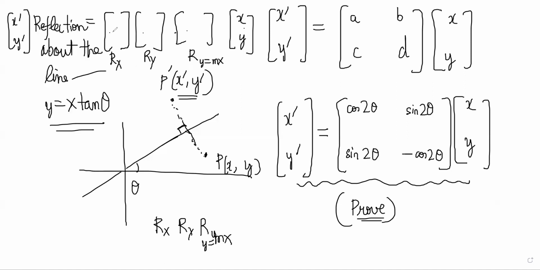If you find the product of Rx, Ry and this matrix that we just now saw, then the overall matrix is what gives you the final transformation.